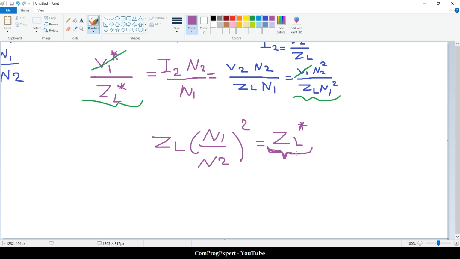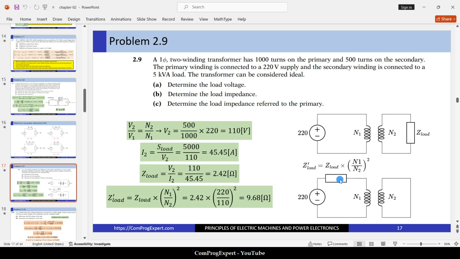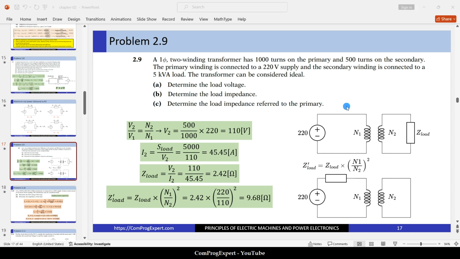So you can rewrite these equations and practice to understand how the transformation occurs, and how we calculated the value of the Z prime. Okay, so I think this is enough for today, and let's continue in the next video. Thanks for watching.